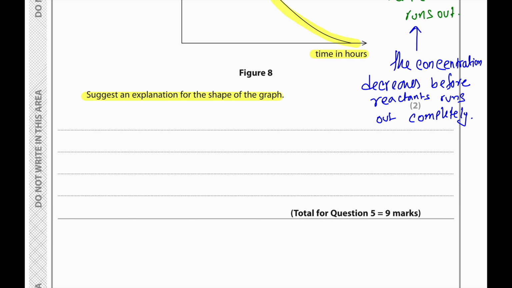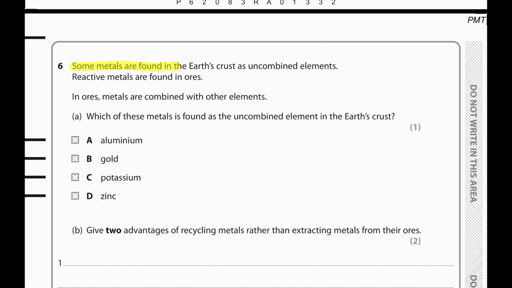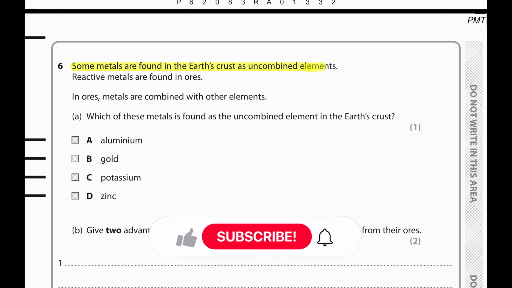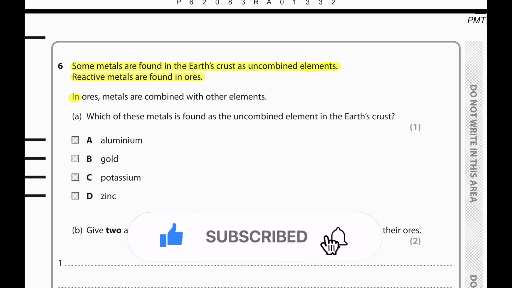From the graph, we can see the voltage is decreasing. So we can say the voltage decreases as time passes because the reactants are used up, or the transition metal is used up. Some metals are found in the Earth's crust as uncombined elements. Reactive metals are found in ores. In ores, metals are combined with other elements.